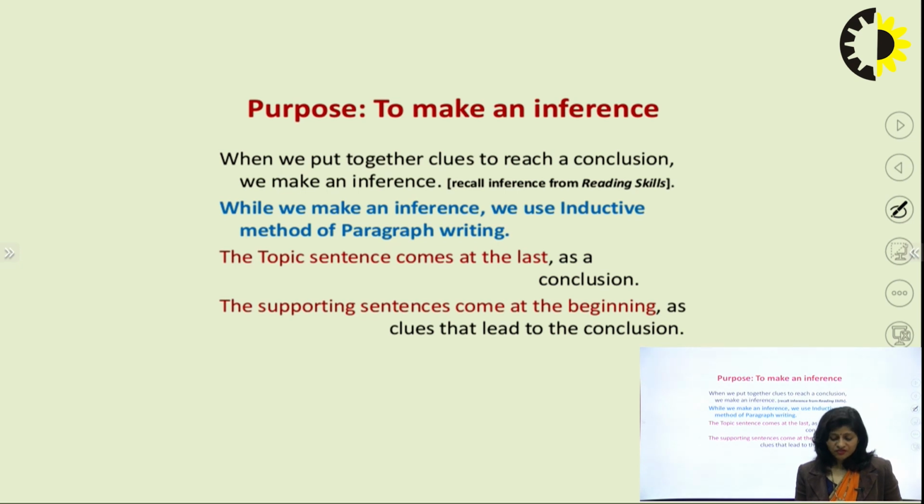The example I quoted earlier in the deductive method, we can take the same example here. For example, Ram dies, Mohan dies, and they are all human beings. Hence, we can say that man is mortal. In this example, I have mentioned the general statement at the end of the paragraph. So this is actually the inductive method.